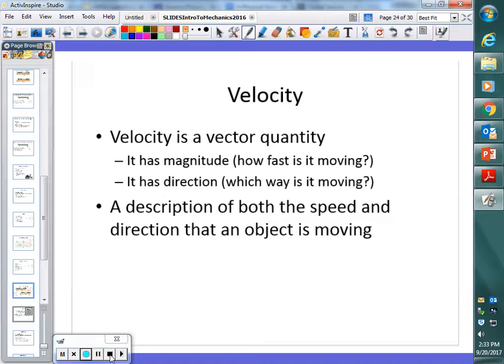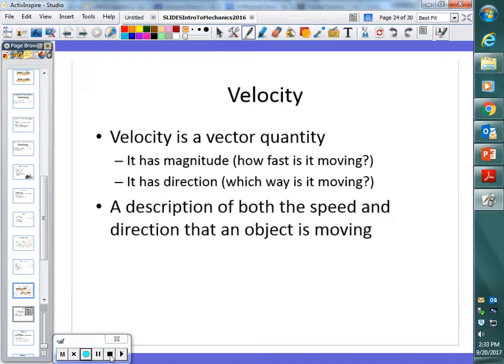Show of hands. Speed is the magnitude of velocity. True. False. Really don't know. All right. So, we said magnitude is a fancy word for what? How much or how big, right?